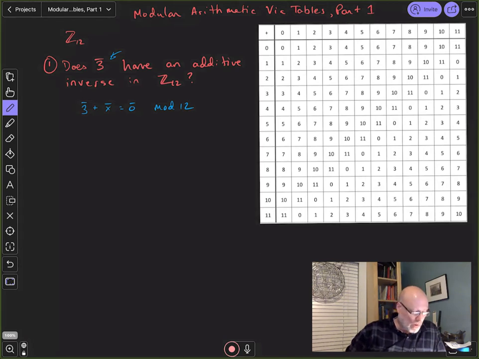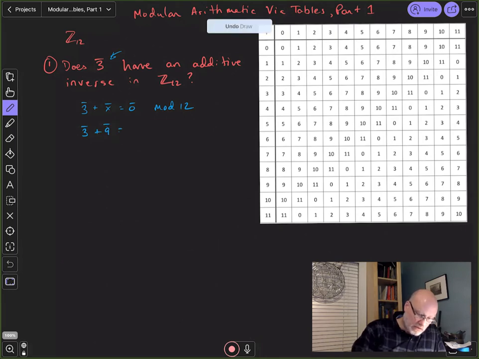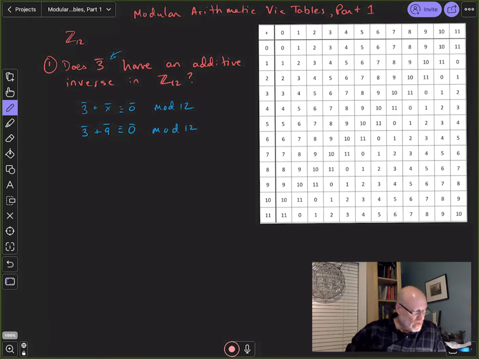Okay? So what we're really looking for is we're going to look across our table here. If I look at the row 3, and I go across and ask myself, oh, here's 0. So something does equal 0. What is that? That's 9. So what that essentially means is that the congruence class of 3 plus the congruence class of 9 is congruent to 0 mod 12. So that's one way we can look at this.